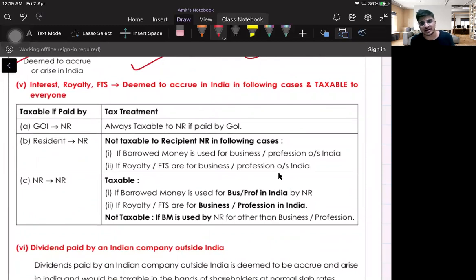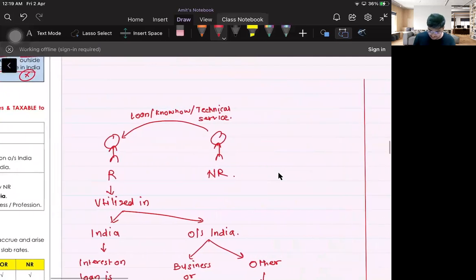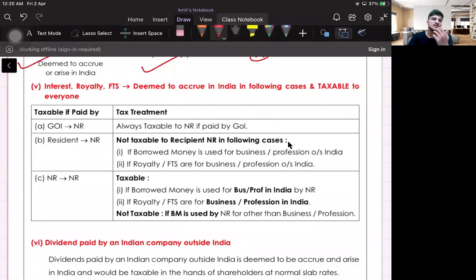It is deemed to accrue in India in the following cases and is taxable to everyone. For that, I have one diagram. In this, basically, the government of India is paying interest, royalty, and fees for technical services to a non-resident. Interest the government is paying means the government must have taken a loan from the non-resident. That's why the government is paying interest.